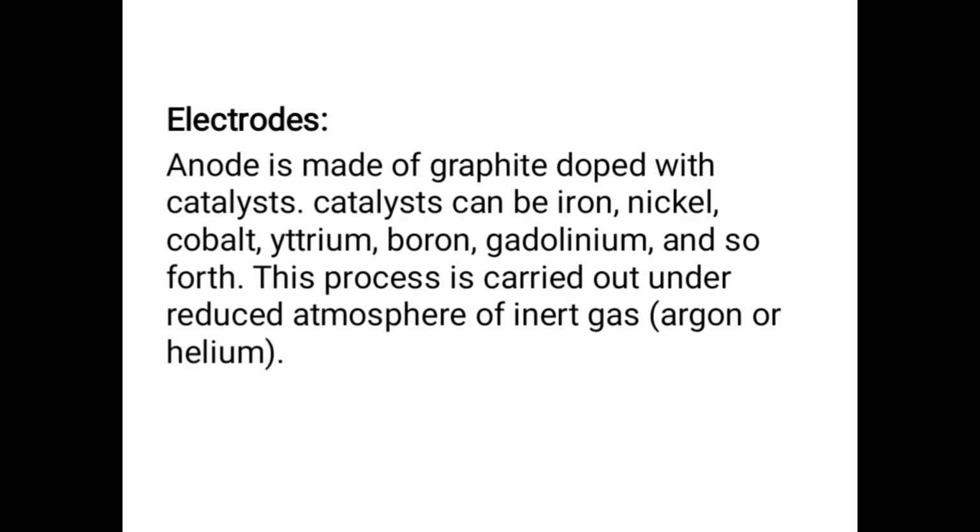So if we talk about electrodes, the anode is made of graphite, like the carbon material, and it is also doped with catalyst. The catalyst can be iron, nickel and so forth. This process is carried out in reduced atmospheric pressure.